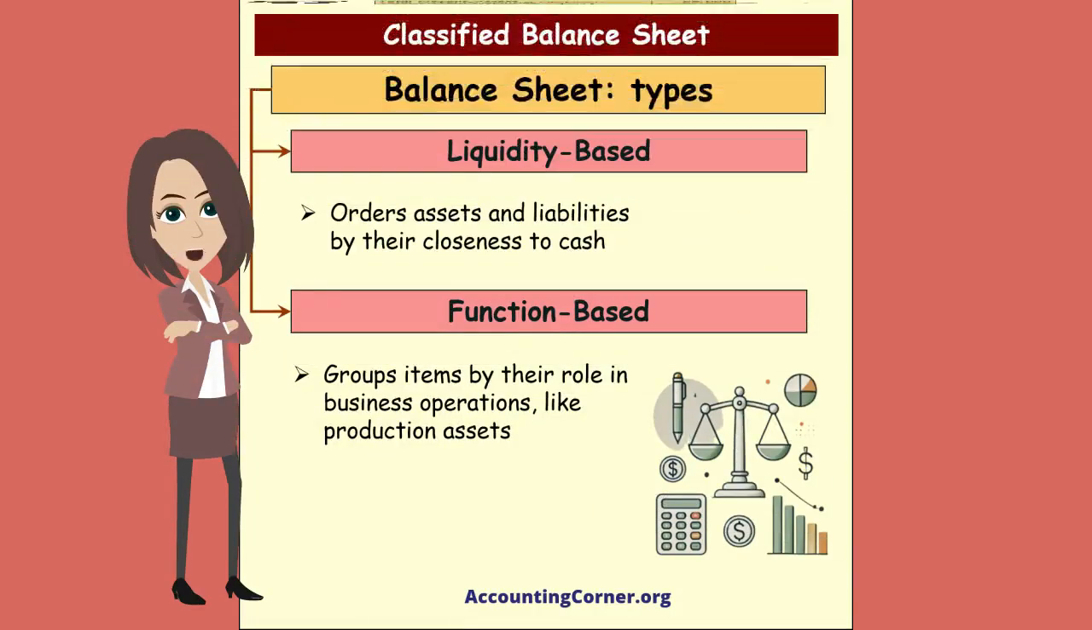There are two common types of classified balance sheets: liquidity-based, which orders assets and liabilities by how easily they can be converted to cash; function-based, which groups items by their role in business operations, such as production assets or financing obligations.